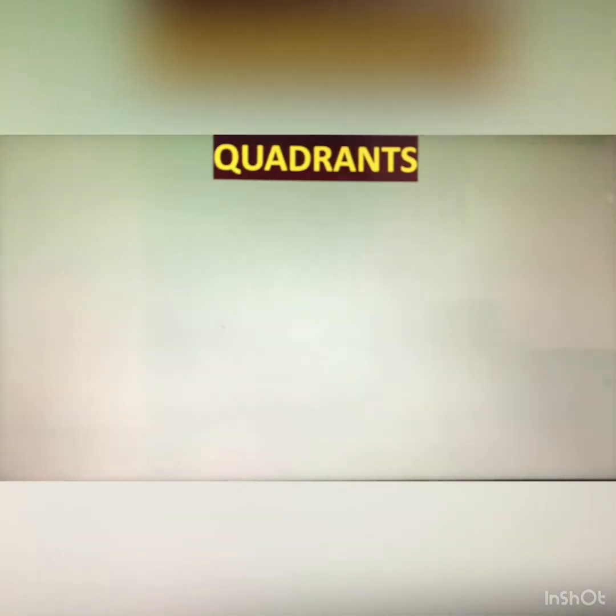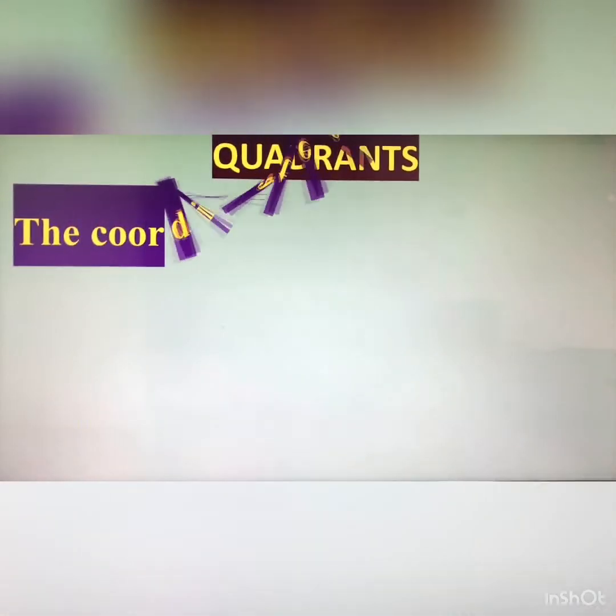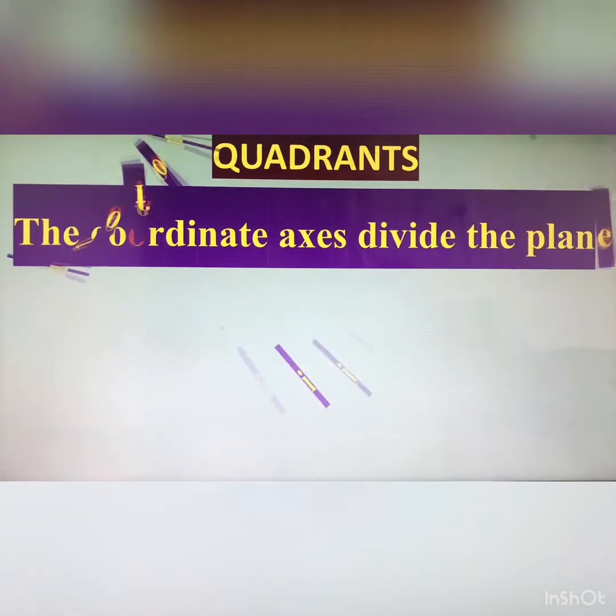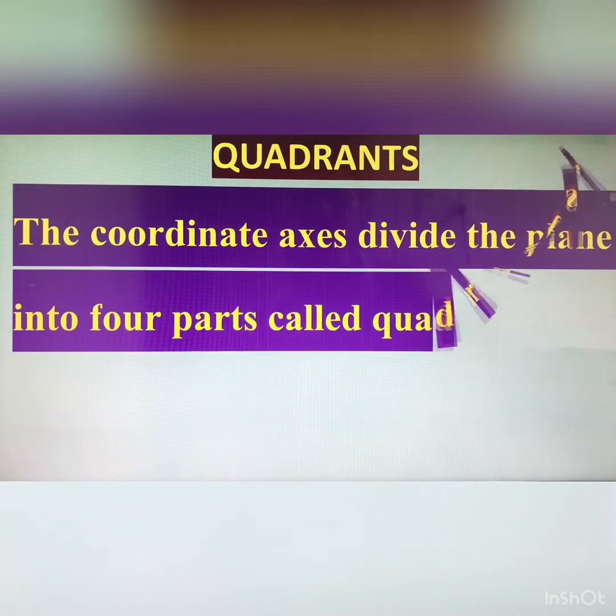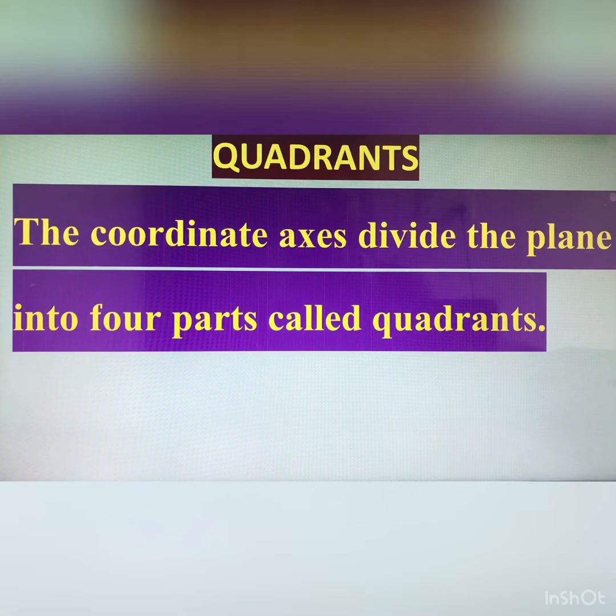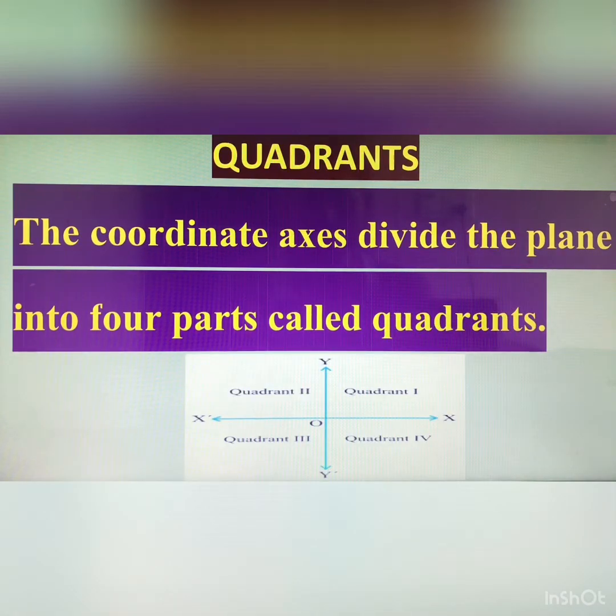Now the quadrants. The coordinate axis divide the plane into 4 parts called quadrants. These are 4 quadrants: quadrant first, quadrant second, this is quadrant third and the quadrant 4. So this is the x-axis and the vertical line is known as the y-axis, and point O, that is the intersection point, that is the origin.